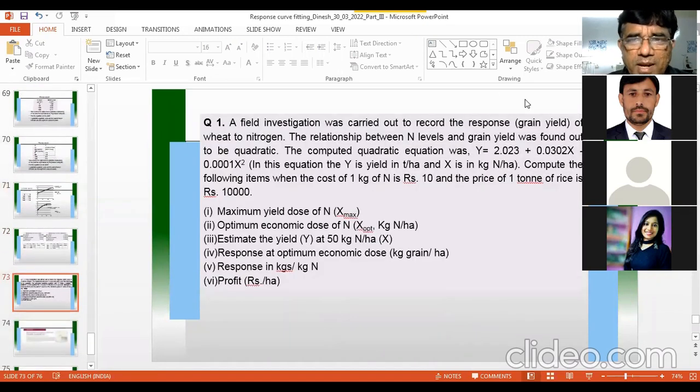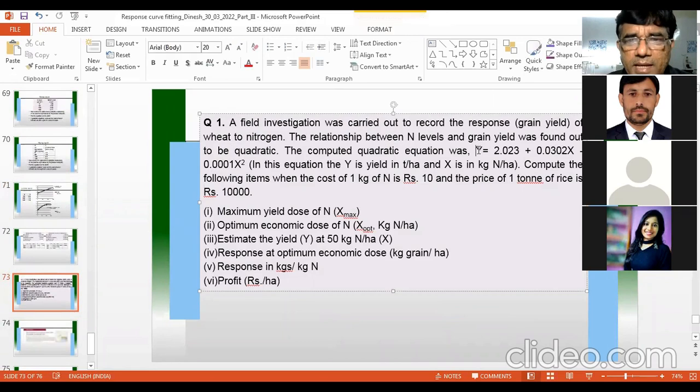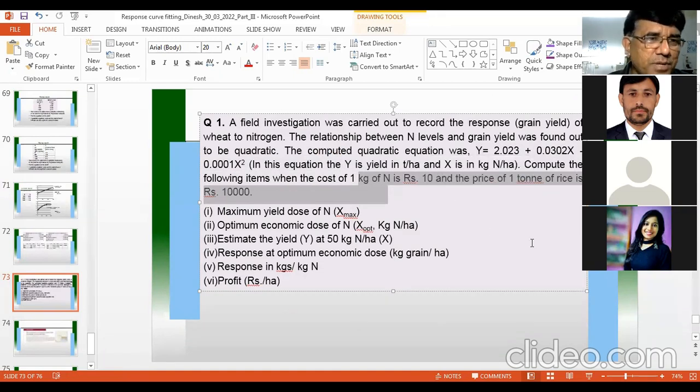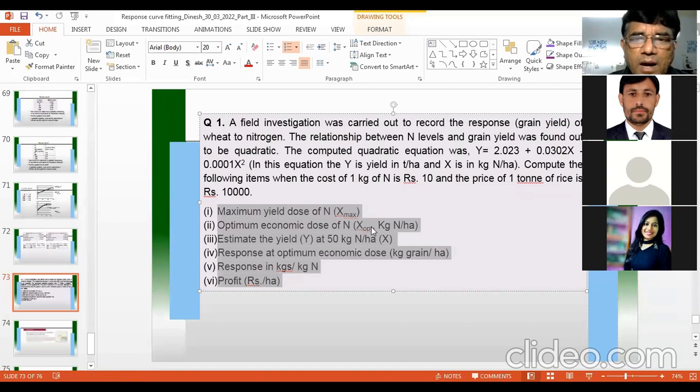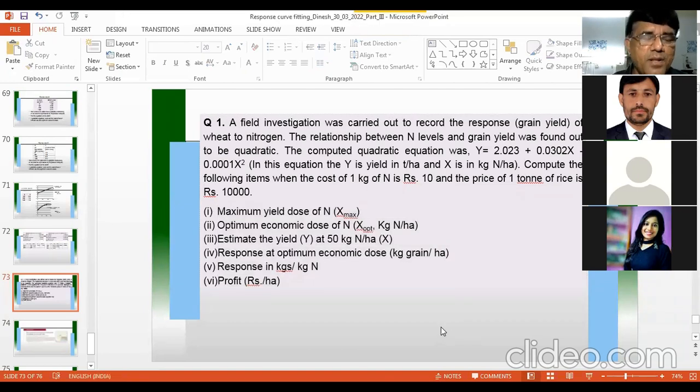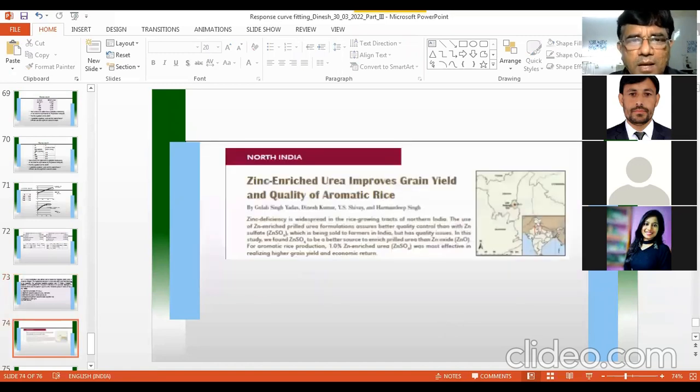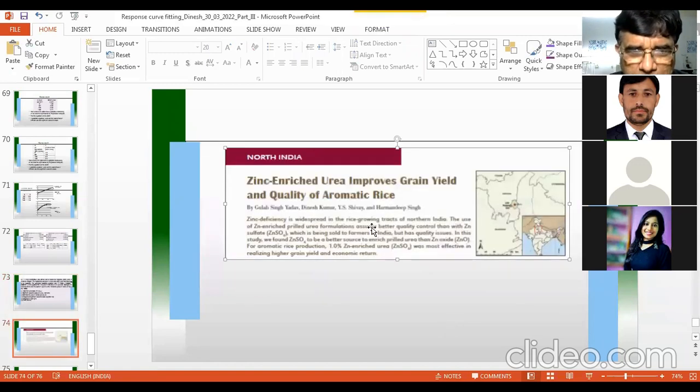Now this is again one exercise for you. Here the equation is given. Rate of input and price of output is also given. And then you need to work out this. I have already given you an example. Those who are interested to practice can practice it and learn it. It is up to you. And this is the last slide for today.